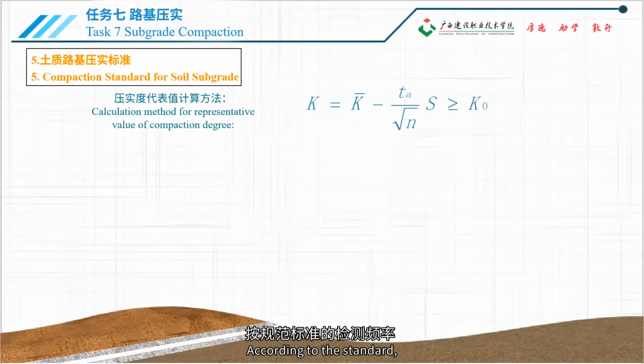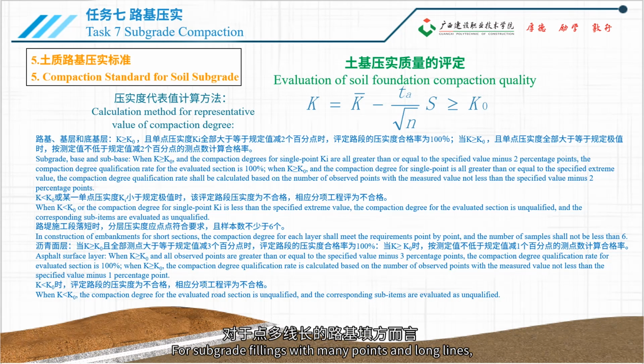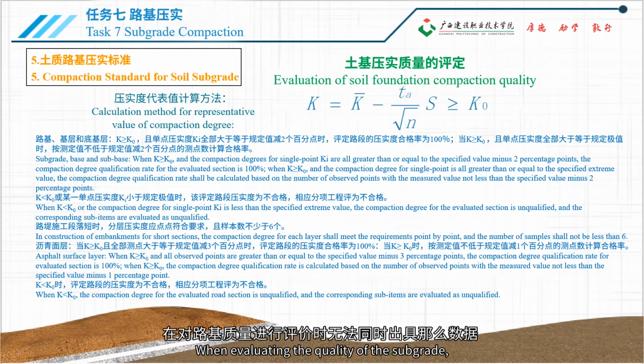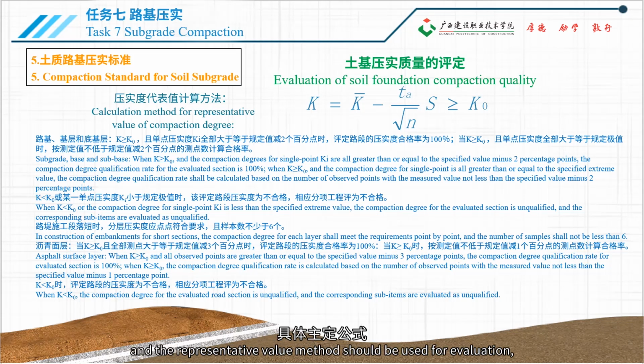According to the standard, the testing frequency is 2 points of compaction degree per 1,000 square meters. For subgrade fillings with many points and long lines, there are many compaction points. When evaluating the quality of the subgrade, it is not possible to simultaneously provide so much data. Therefore, the compaction degree of the same standard for a certain section of the road should be evaluated, and the representative value method should be used for evaluation, as shown in the figure. Specific evaluations are as follows.